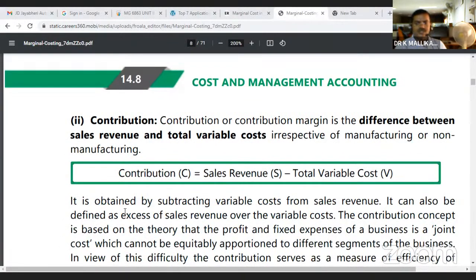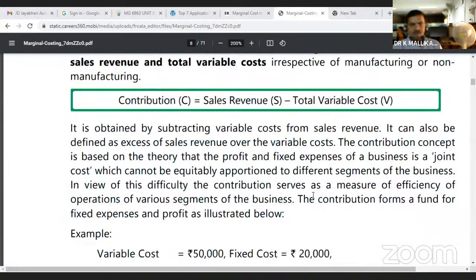contribution is equal to sales minus total variable cost. So we know the meaning of contribution. Contribution or contribution margin is the difference between total sales and total variable cost. We show it in the form of this formula: C = S - V. Here the contribution includes both fixed cost as well as profit margin. It is obtained by subtracting variable cost from sales.